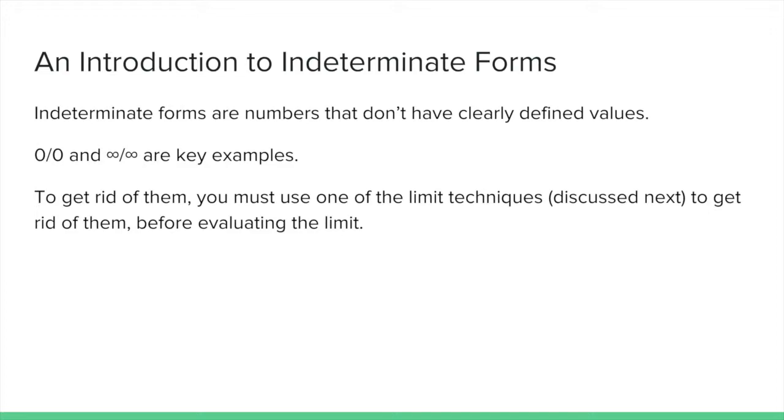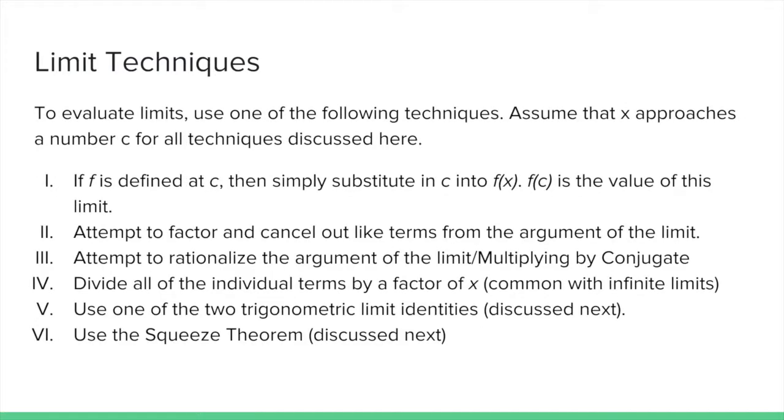And a general idea to get rid of indeterminate forms, you must use one of the limit techniques, which we'll discuss next, to get rid of them before directly evaluating the limit by plugging in the number. So, limit techniques. We have 6 techniques to evaluate limits. And for all of these techniques, we assume that x approaches a real number c or infinity. So our first technique, which we know as direct substitution, states the following.